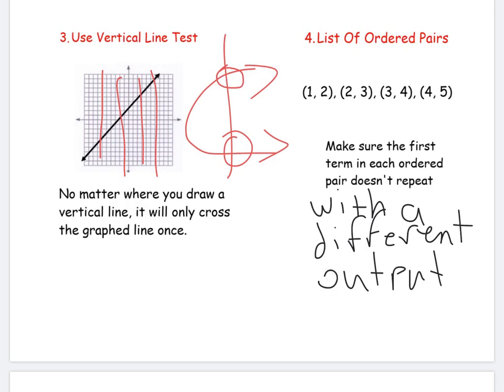Remember, the x values are the inputs and the y values are the outputs, and our ordered pairs are written x, then y. So the first term in the ordered pair cannot repeat, and if it does, it can only repeat with the same output. So if I put in a 1 in this function as my input, I would expect a 2 to come out. If something other than a 2 came out, or if my y value was something other than a 2 when my x value was a 1, then it would not be considered a function.